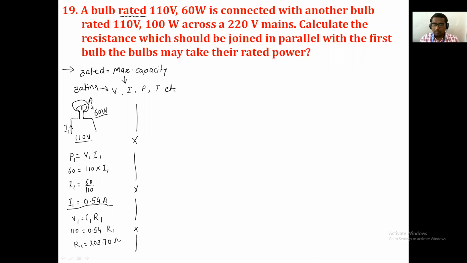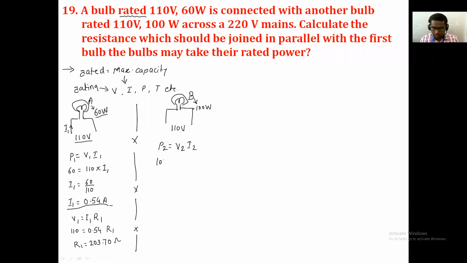But now the second bulb, and again the rating of that second bulb is given 110 volt 100 watt. Now let me consider that this is another bulb. I say that bulb B. Maximum voltage required to that bulb is also 110 volt, but the power rating is different, and that is 100 watt. Now similarly to the first case, we will calculate the current and the resistance of the second bulb. Now I can use that formula, P2 is equal to V2 into I2.